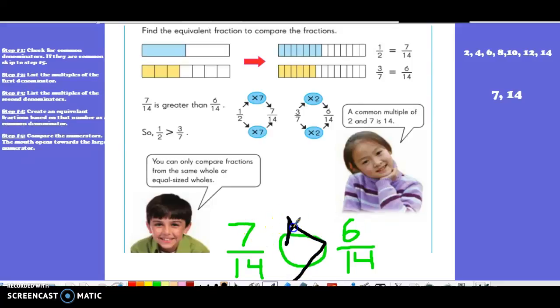And again, feel free to draw a little alligator design to make it stand out a little bit more so that you can hopefully see and understand that this alligator is going to eat 7/14. In other words, my largest fraction is not just 7/14, it's also 1/2 when compared to 3/7.